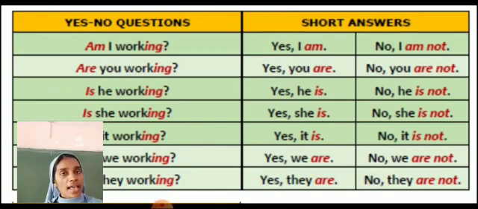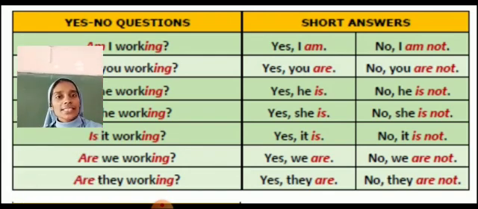For example, am I working? Are you working? Is he working? Is she working? Is it working? Are we working? Are they working? So, in these questions, we are getting the answer just yes or no. This kind of question is known as yes or no question.